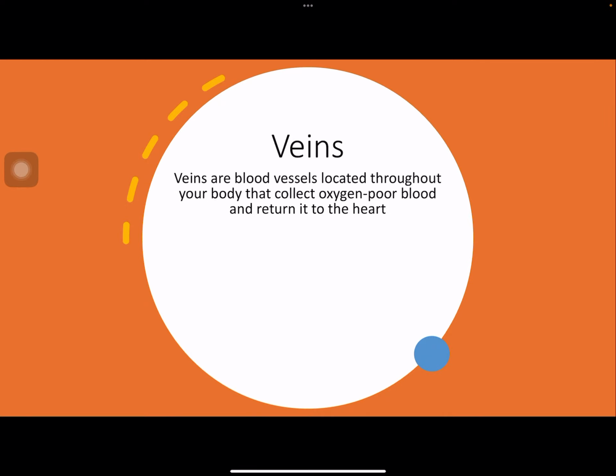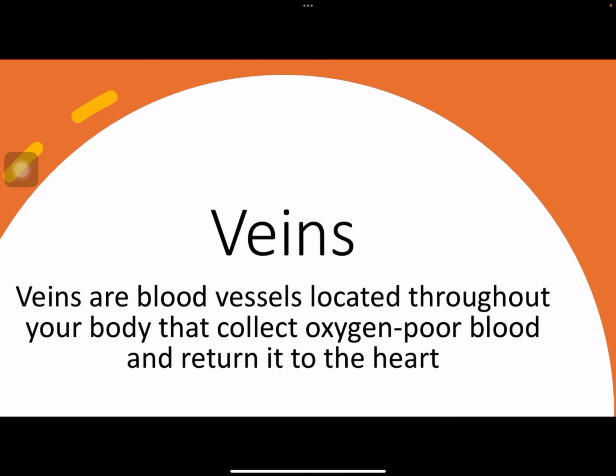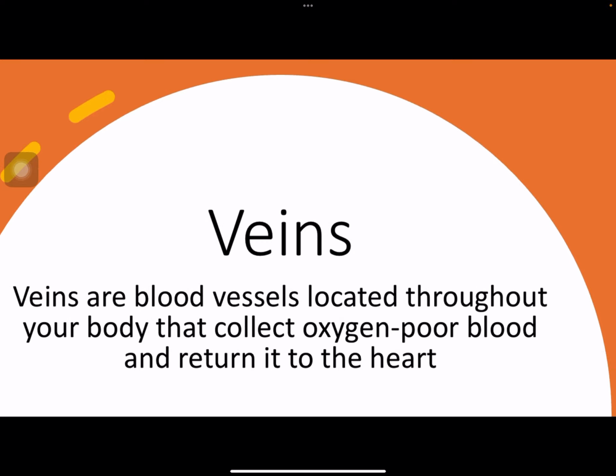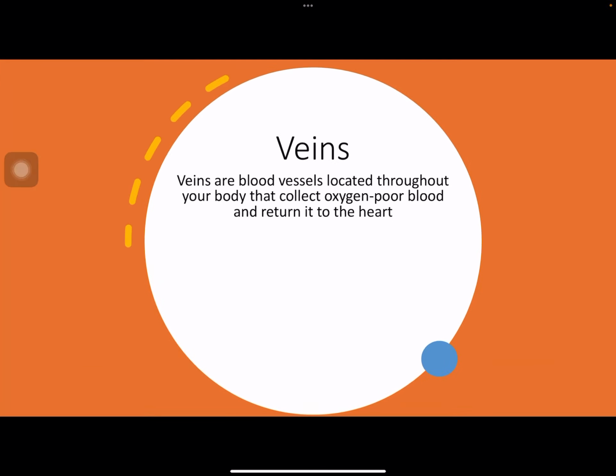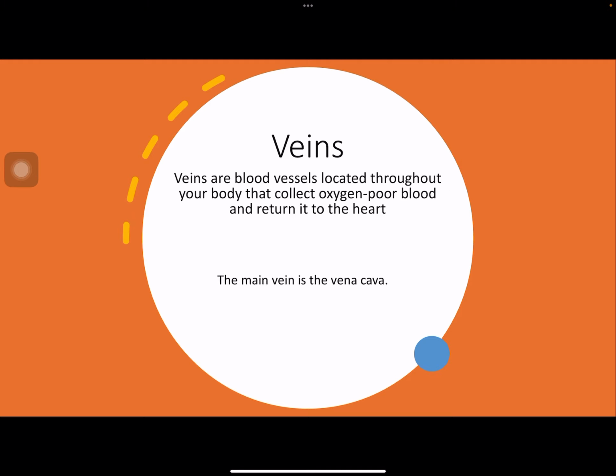So let's start with the veins. Veins are blood vessels located throughout your body that collect oxygen-poor blood and return it to the heart. This point is something that is 100% going to show up in your science test, because a lot of people are going to confuse this with it carrying oxygenated blood.